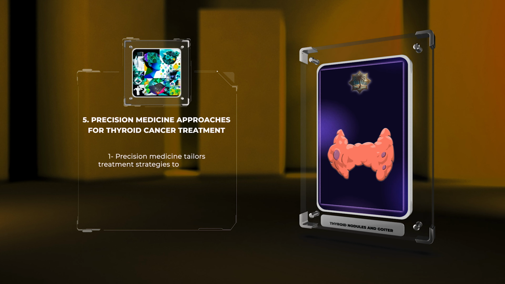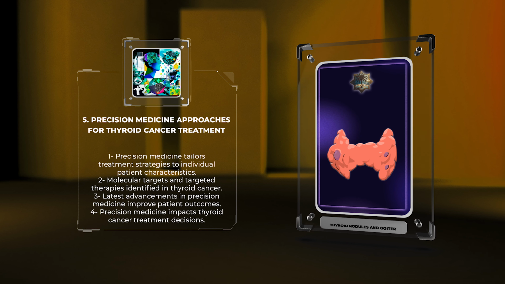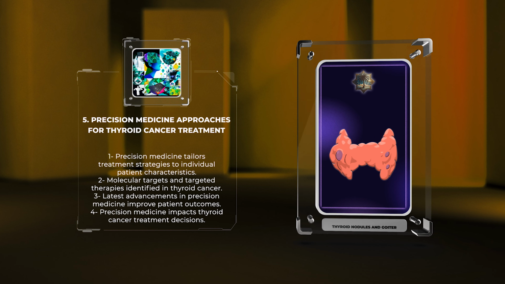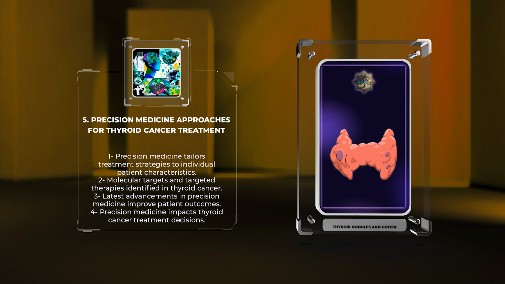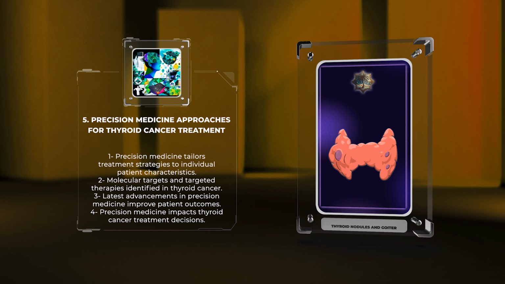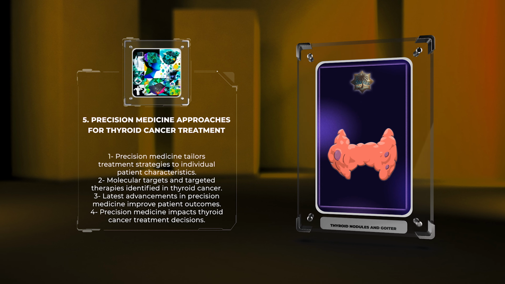Precision medicine aims to tailor treatment strategies to individual patients' specific characteristics. In the context of thyroid cancer, advances in precision medicine have led to the identification of molecular targets and the development of targeted therapies. We will delve into the latest advancements in precision medicine and discuss their impact on patient outcomes.